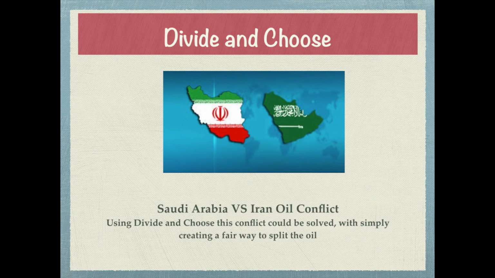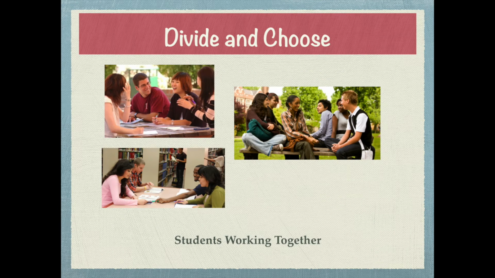Another example of something that could benefit from divide and choose would be the conflict over oil in Saudi Arabia and Iran. Since they are feuding, oil prices are dropping dramatically. If they could use the divide and choose method, they could each work out a way to have their own control over oil. And one more example would be splitting group project work between group members.